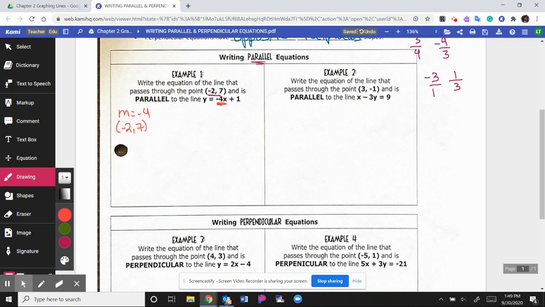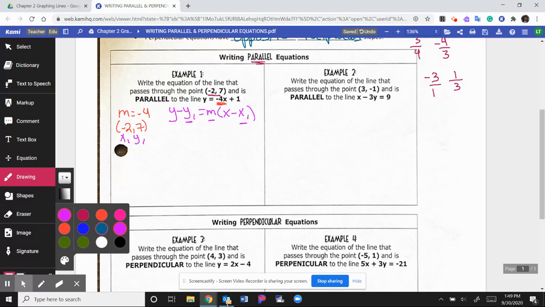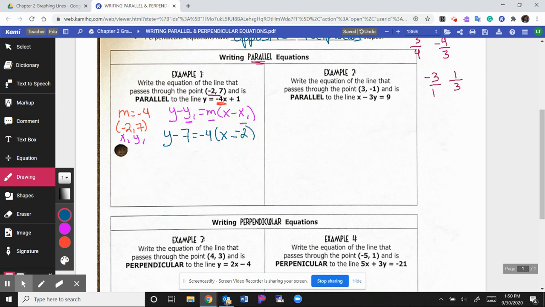If it's giving me a point and a slope, hopefully you guys are thinking, oh, point-slope form. Going back to point-slope form, that was y - y1 = m(x - x1), where you're only plugging in for the y1, the m, and the x1. So we have our x1 and our y1, and we can now substitute. I can have here y - 7 = -4(x - -2). Don't forget that minus and negative. We're going to clean that up and make that +2.